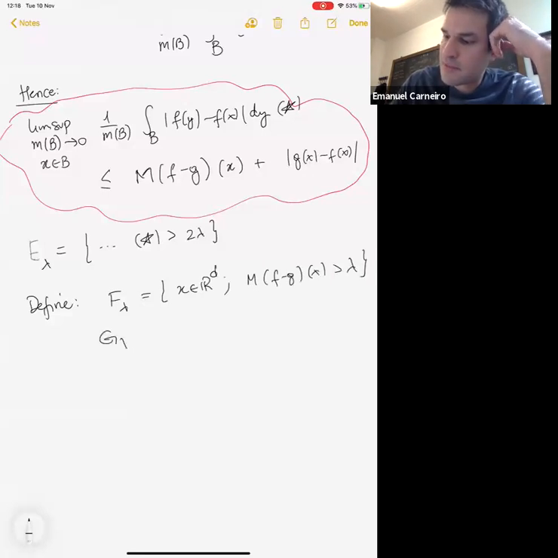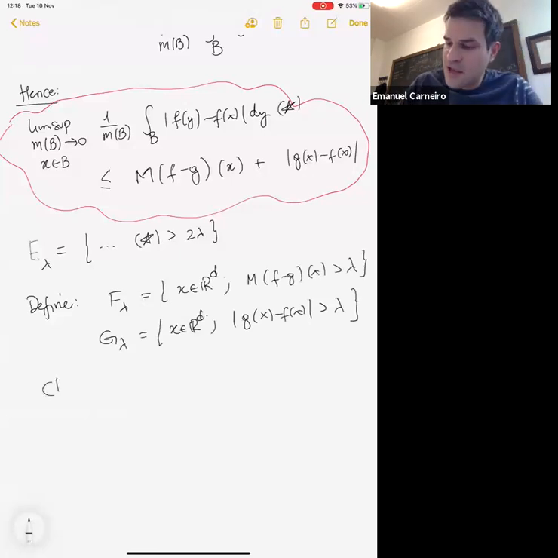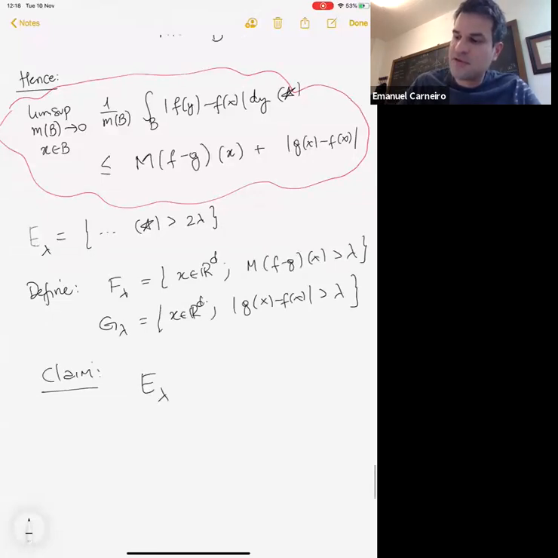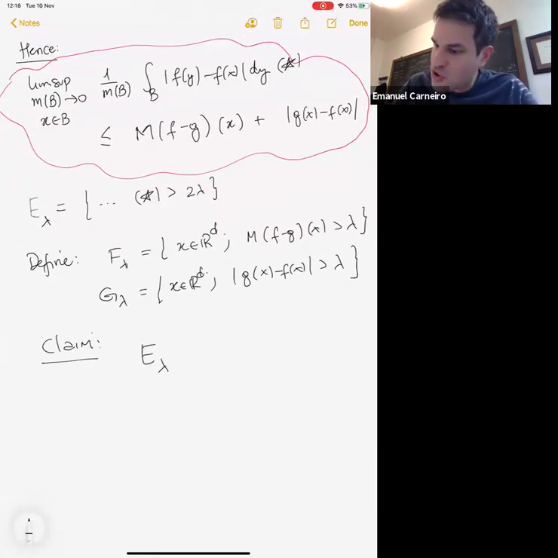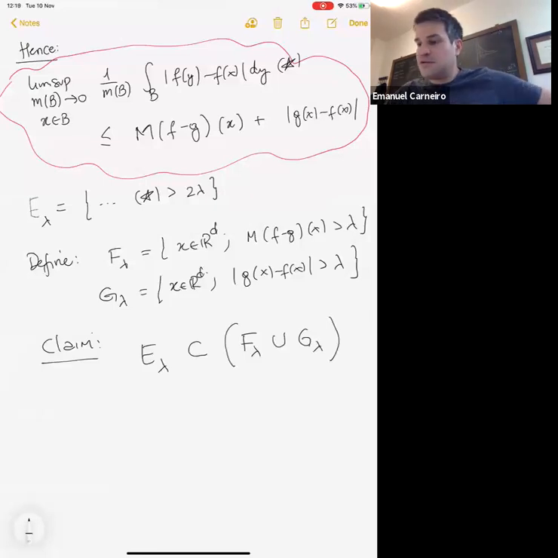And let me define the set G lambda of the points x in R^d such that the modulus of g(x) minus f(x) is bigger than lambda. My claim, which is a very easy claim, is that the set E lambda, which we originally defined, is just contained in F lambda union G lambda, right? And this is just because of this inequality that is on your screen in red.